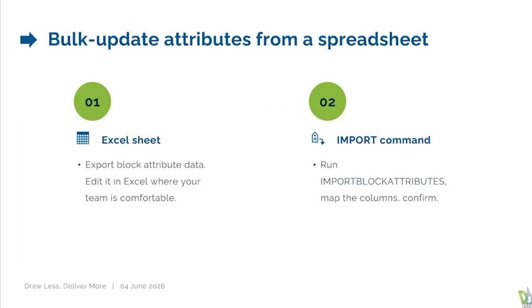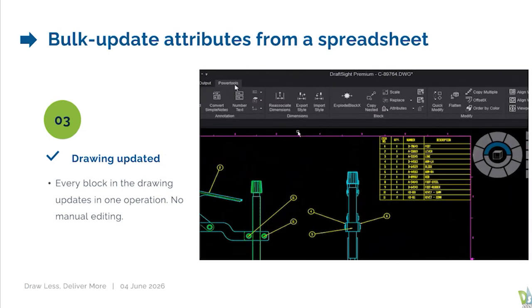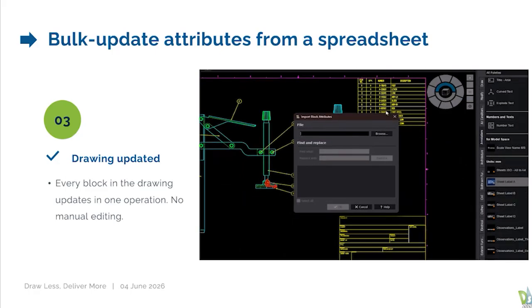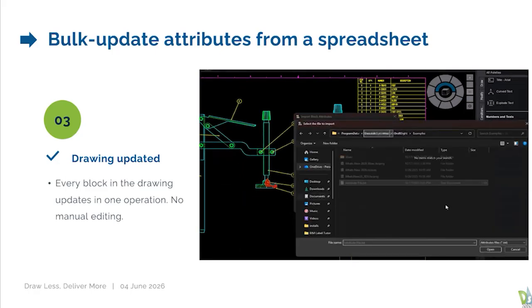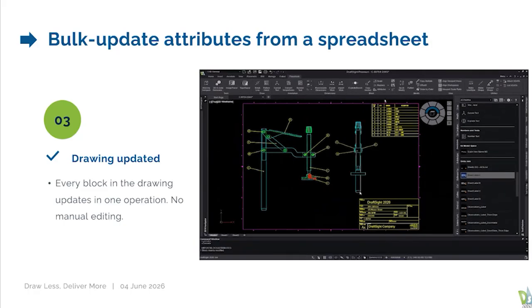Bulk update attributes from a spreadsheet. This is just the steps of how to do it, but you'll see on the next page there is a video. Basically, you can now export attributes from your environment to an Excel spreadsheet, and you can bulk select all the attributes, and it will do that for you.